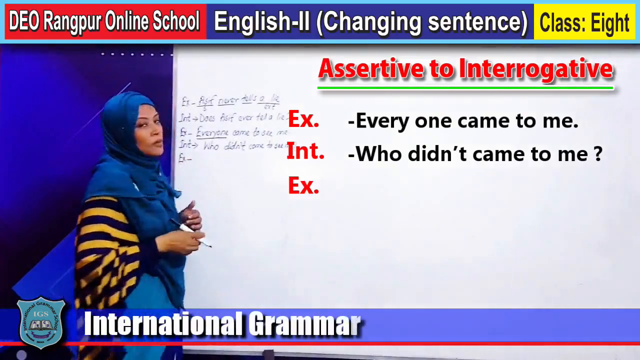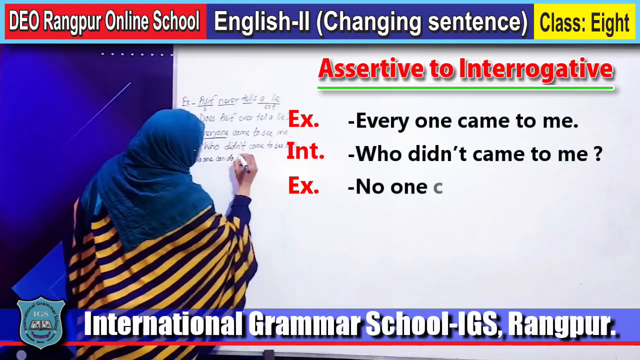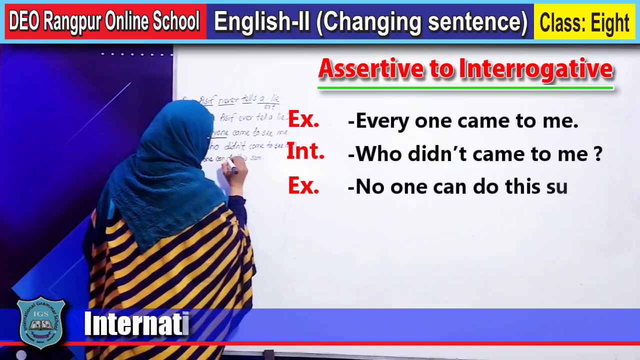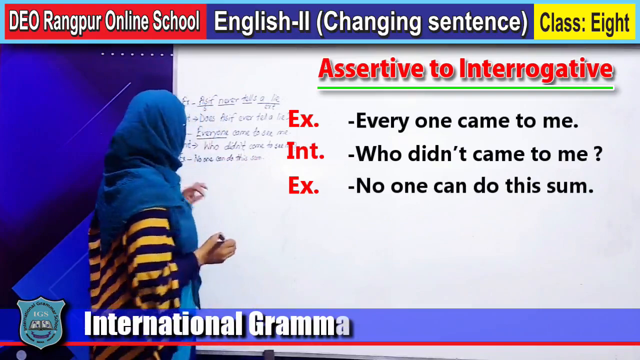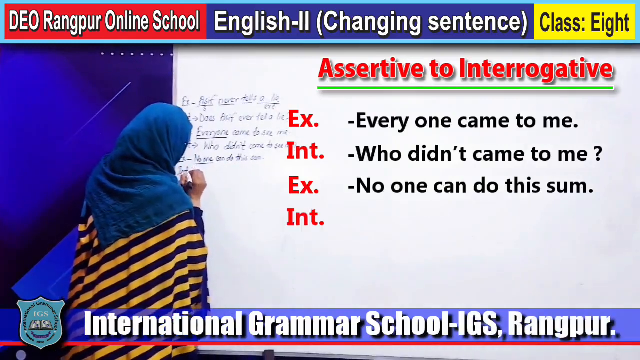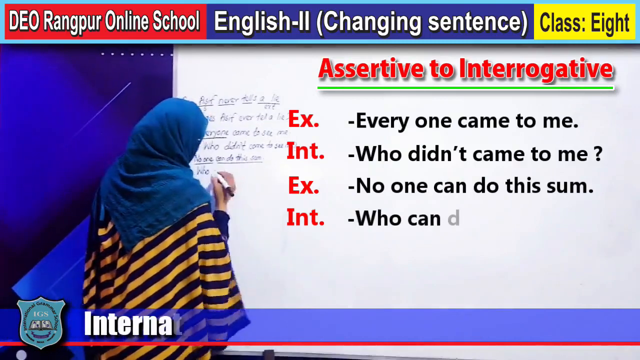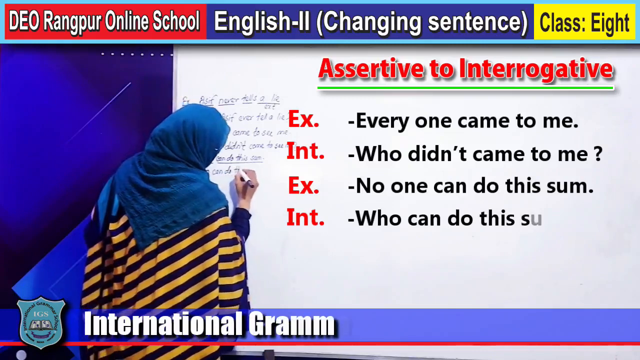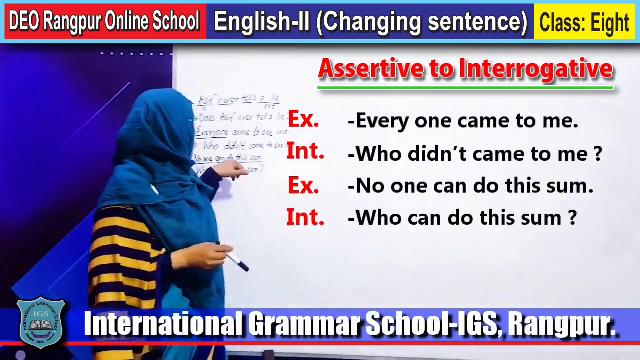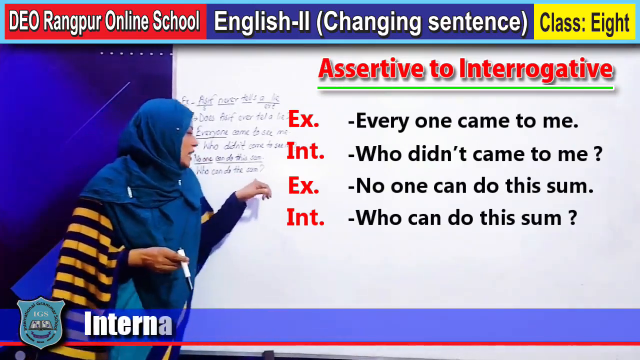Let's see an example. No one can do this sum. So according to the rule, in case of interrogative, we will use who instead of no one. Who, then the extension, that means can do the sum. At the end of the sentence, a question mark. No one can do the sum. We use here who instead of no one. We have an extension at the end and a question mark.